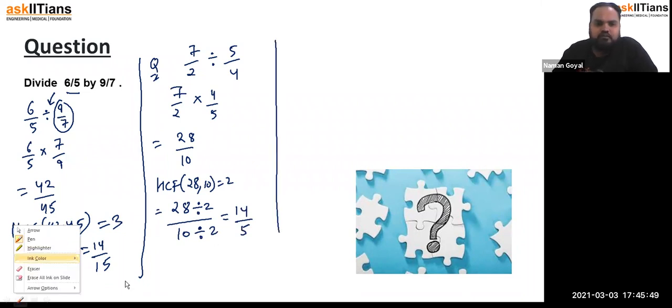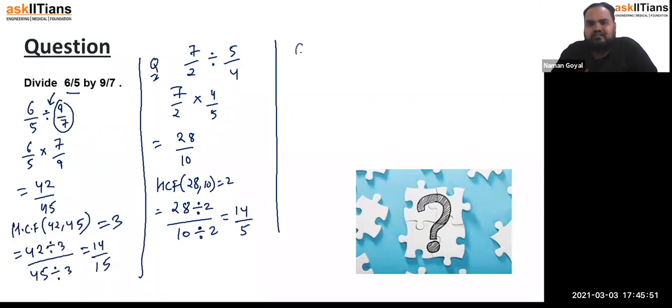Let me change the color also. Okay, now next is what? Next, we can take the example for division or subtraction. We can take the example of subtraction. Okay. Now write down a question. 7 by 2 minus, yes, we can take 3 by 5.